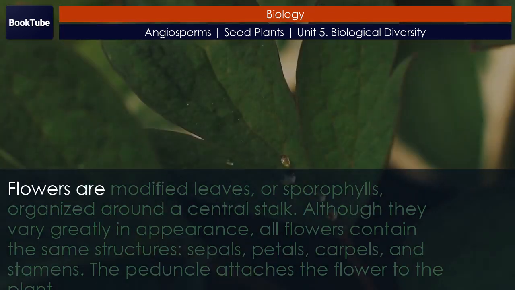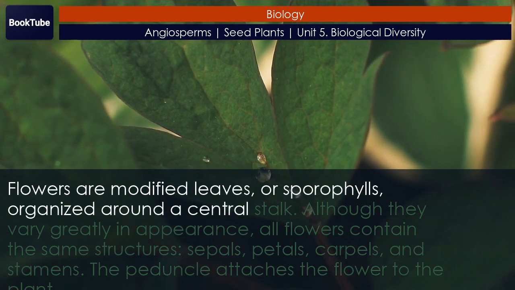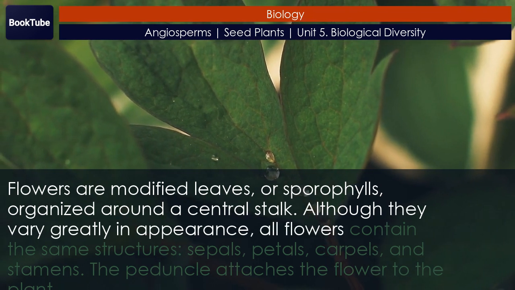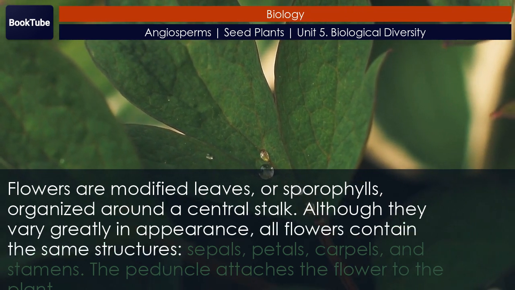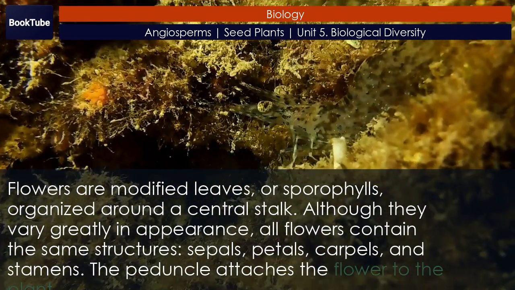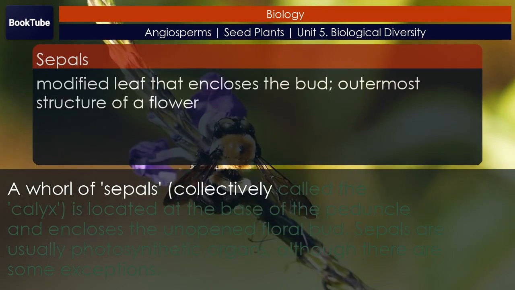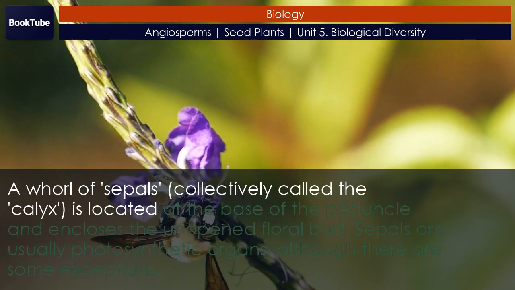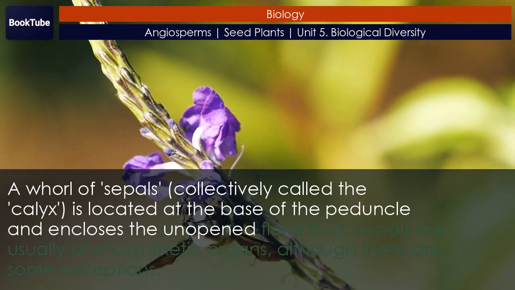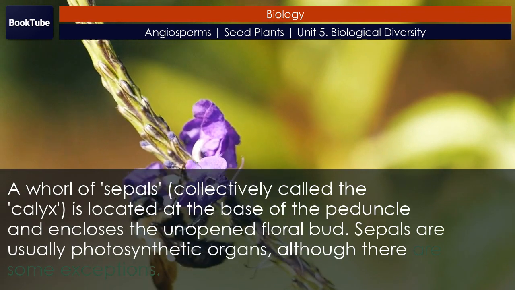Flowers. Flowers are modified leaves, or sporophylls, organized around a central stalk. Although they vary greatly in appearance, all flowers contain the same structures: sepals, petals, carpels, and stamens. The peduncle attaches the flower to the plant. A whorl of sepals, collectively called the calyx, is located at the base of the peduncle and encloses the unopened floral bud. Sepals are usually photosynthetic organs, although there are some exceptions.